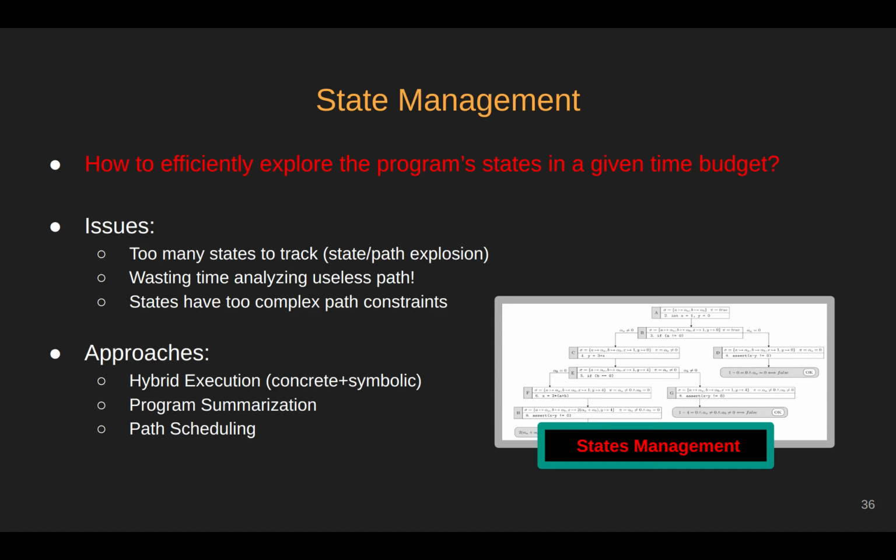There's program summarization, which is similar to the point we were discussing: if you have some function that you know what it does, but you don't want to symbolically execute it every time, just tell the symbolic executor what it does, and then it will use that, let's say, cached version. And then finally, you have path scheduling. So selecting which paths you want to explore first and stuff like that.